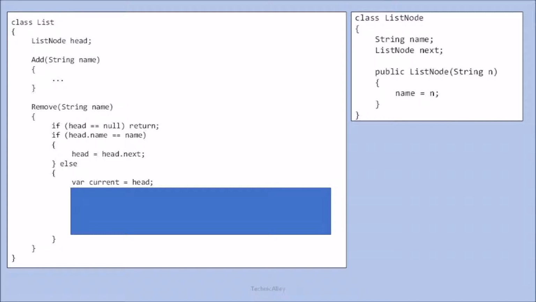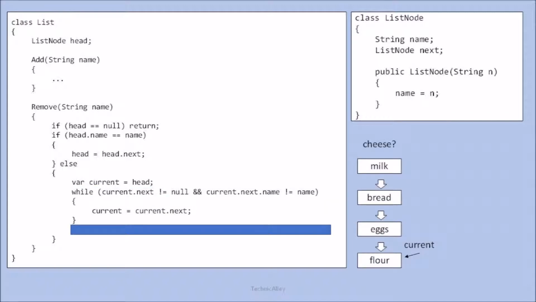We're going to start at the head of the list and keep jumping to the next element until we reach the end of the list, or until we discover that the next item we jump to is the one we want to remove. So in the example on the right, you can see the item we're looking for doesn't occur in the list. In this case, we reach the end of the list and the loop terminates.